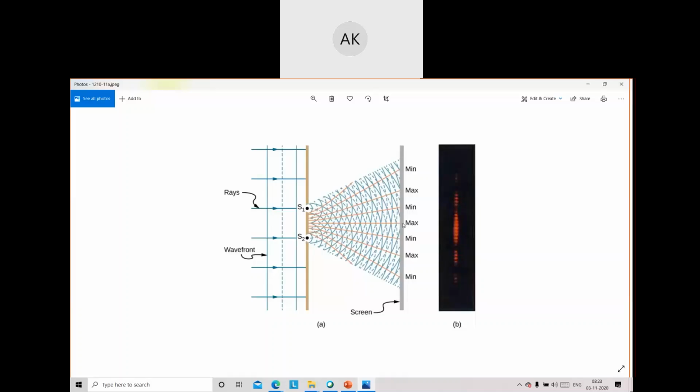Path difference is 0, therefore we get maximum density. That condition is what we derived last time.